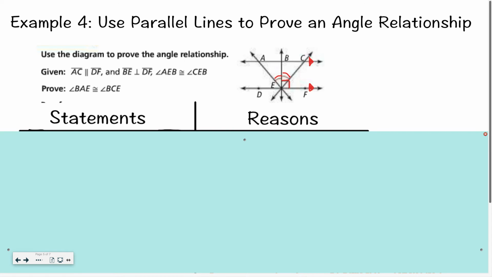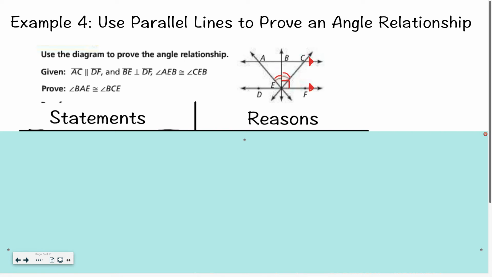Okay, so we're given that segment AC is parallel to segment DF, and segment BE is perpendicular to segment DF, and we know that angle AEB is congruent to angle CEB. We want to prove that angle BAE is congruent to angle BCE.